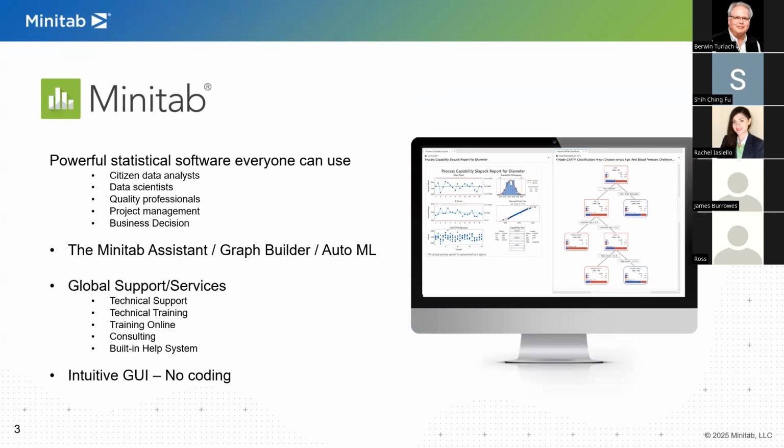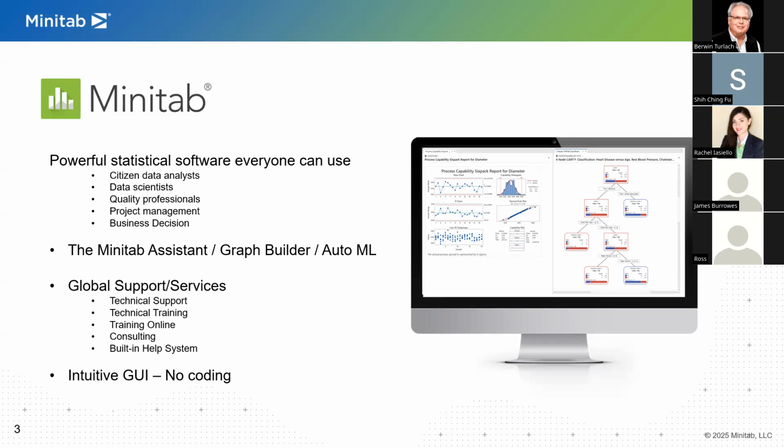When we talk about Minitab, we say we've been in business for almost 53 years, established in 1972. But we always follow guidelines. That is to produce powerful statistical software that everyone can use. It doesn't matter if you're a data scientist, a statistician, a quality professional, or a person with data. As long as you have data, we try to help you.